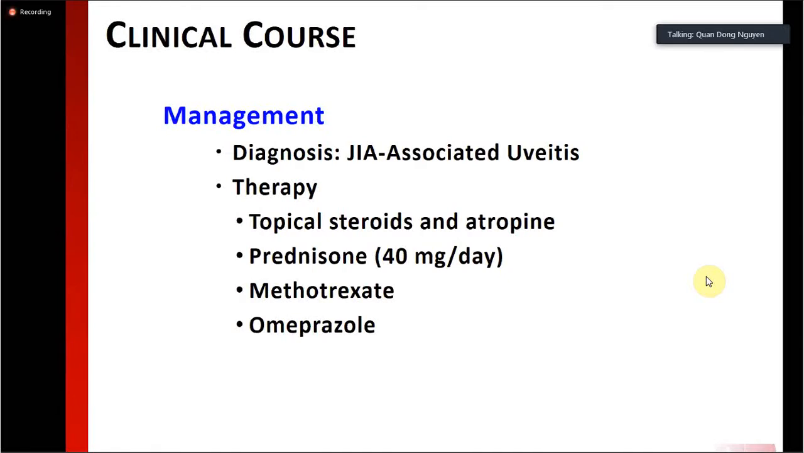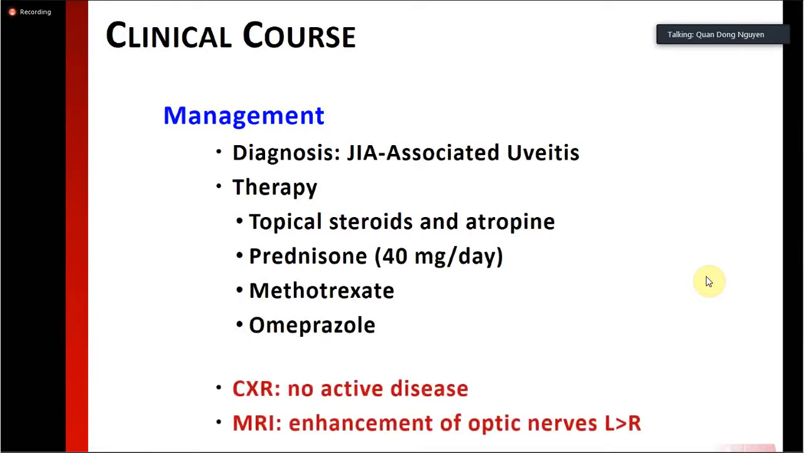So the patient subsequently also showed other evidence as well. Because of the potential that David was thinking about, we did a chest X-ray that showed no active disease. Now we have an MRI of the brain that showed enhancement of the optic nerve also, because as you can see, the optic nerve was quite hyperemic. Fluorescein angiography, which I did not show, also showed leakage of the optic nerve. So both optic nerves show inflammation here.